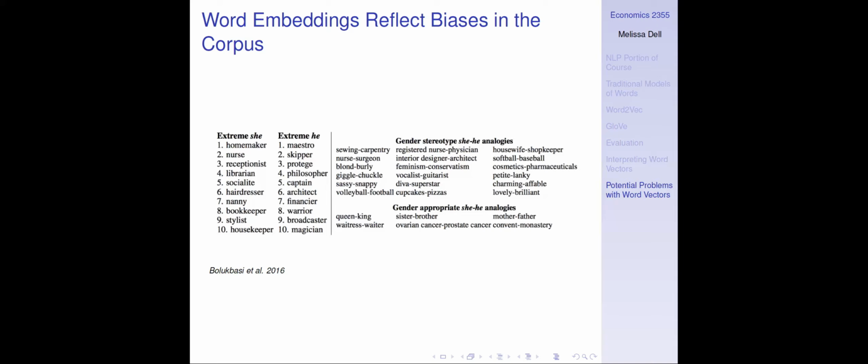They also did analogy tasks. So you would say, she is to sewing as he is to carpentry. She is to nurse as he is to surgeon. You get the point. She is lovely, he is brilliant. Those are the stereotype ones. They also did some gender-appropriate ones, like she is to sister as he is to brother, where we would expect that.